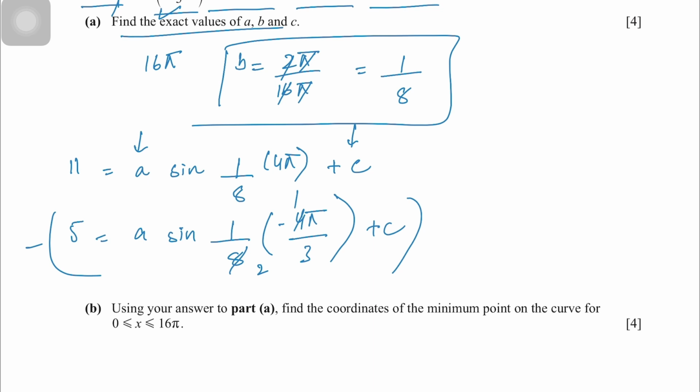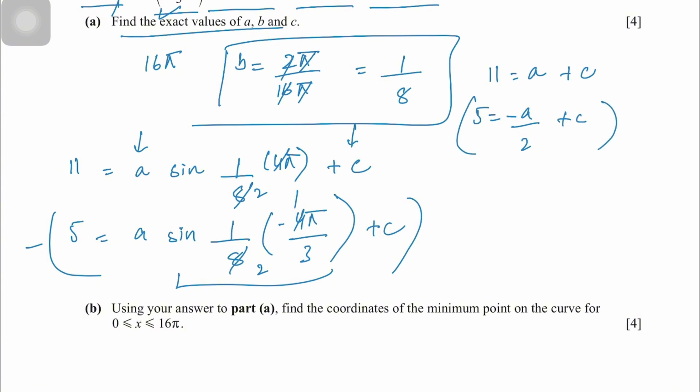So we get it as the above equation is 11 equals a times, this is basically pi by 2, sine of pi by 2 is 1, so this would be a plus c. The below equation would be 5, and then this would be negative 1 over 2, so this would be negative a over 2 plus c. You can multiply the whole equation by negative.